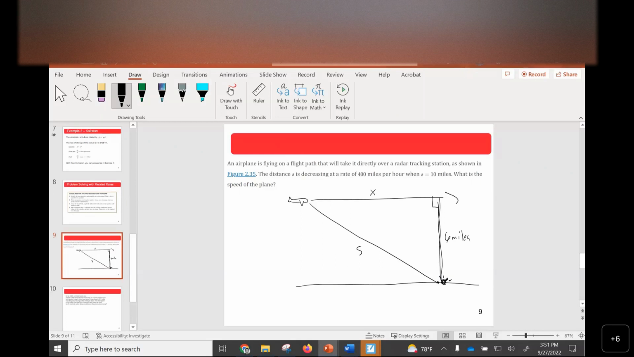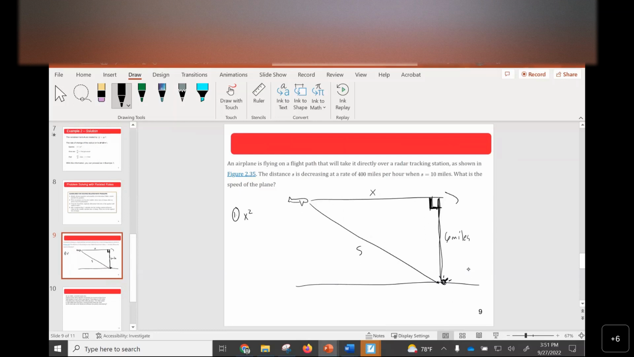When S equals 10, do you have it's a decreasing at negative 400. You're still thinking calculus. That's okay. We're going to use that in a minute. What do you think, Kevin? Can you think of a formula or an equation we used before that relates S, X, and 6? Here's my hint. Is it just the Pythagorean theorem? You got it, Megan. Good. Pythagorean theorem, right?